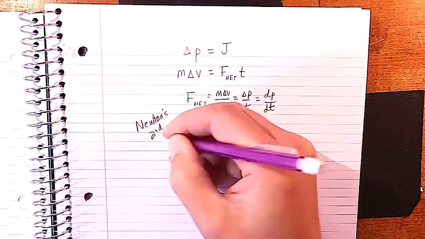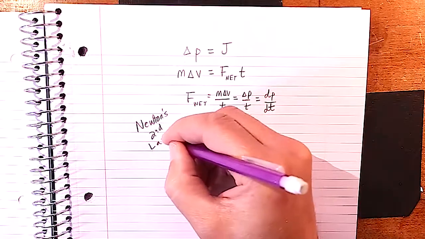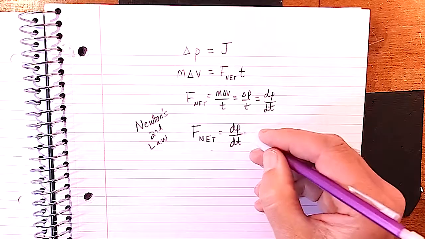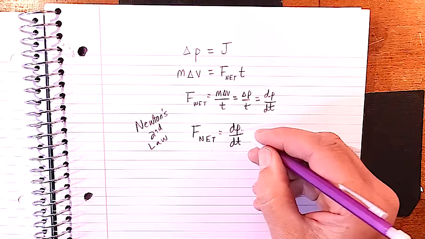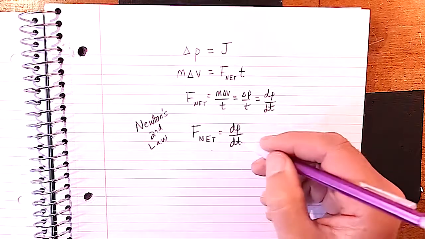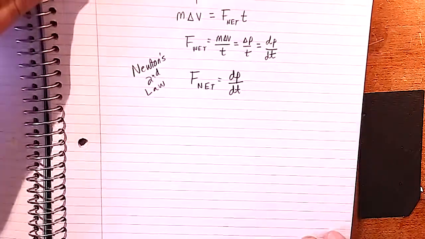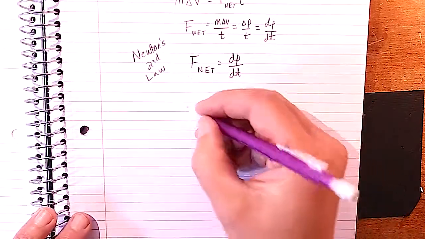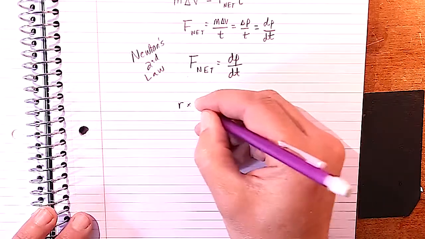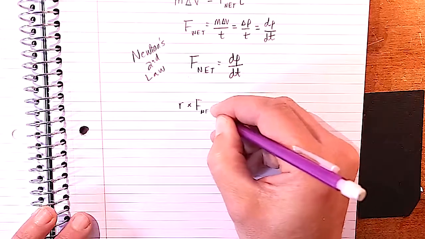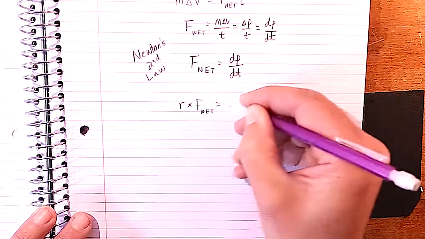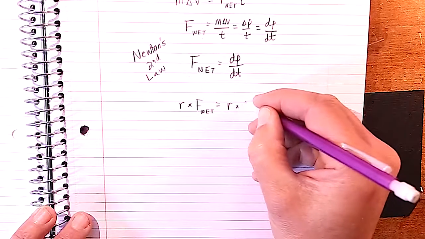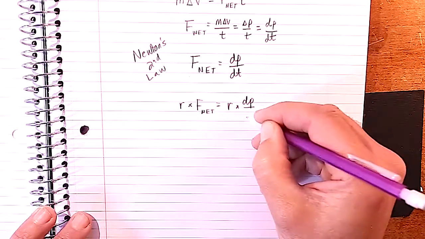Newton never said F equals ma. He said F net is equal to the rate of change of momentum with respect to time. So what if we take this formula and multiply both sides by r? Well, if we do that, we get r cross F net on this side, and on the other side we get r cross dp/dt.